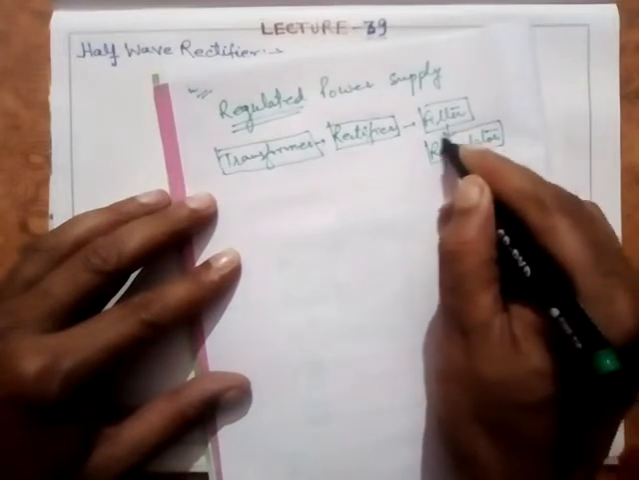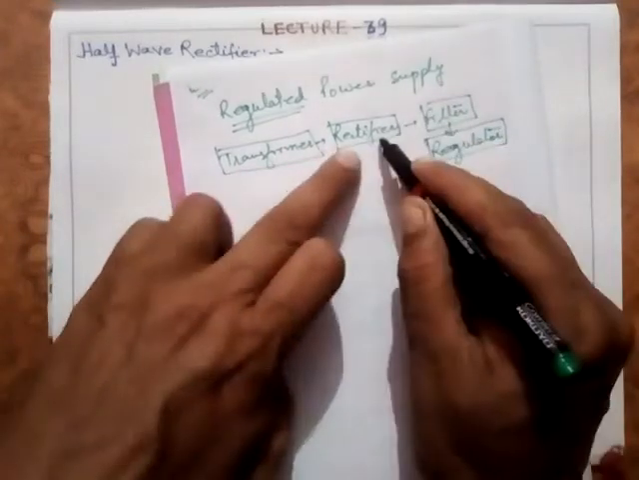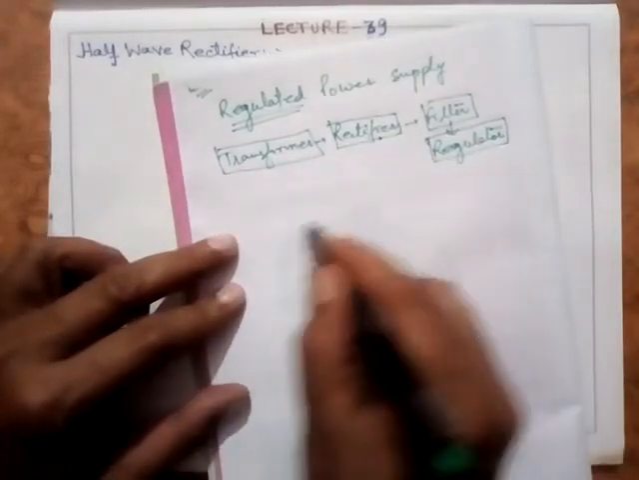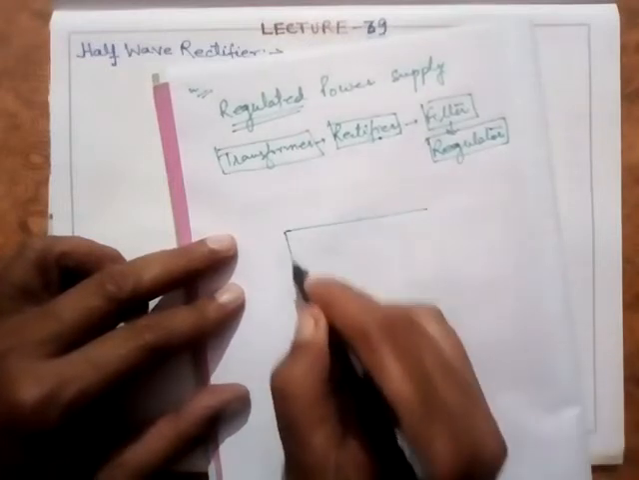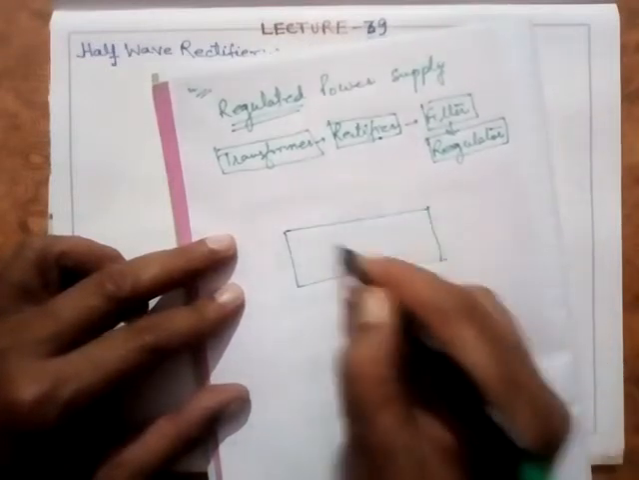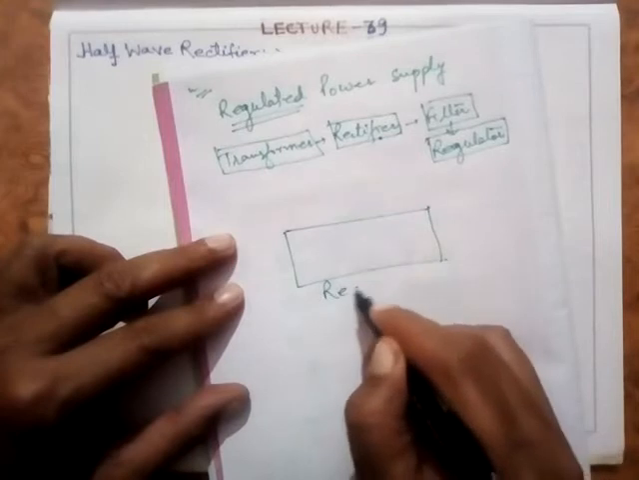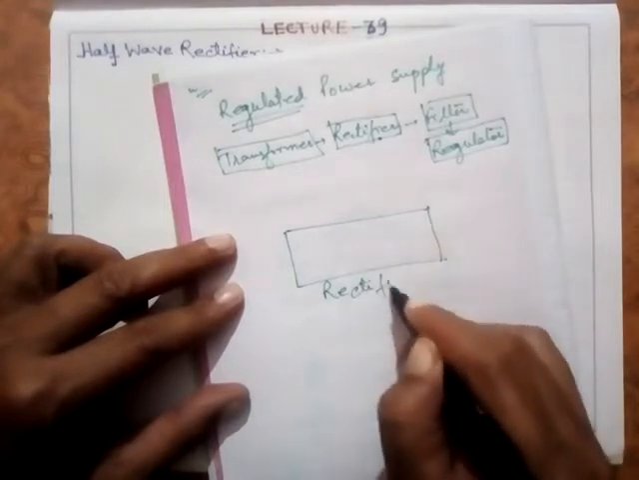So now our focus, after this transformer, is on this rectifier. Now what is this rectifier? If I say, what do you mean by this rectifier? This block represents a rectifier.